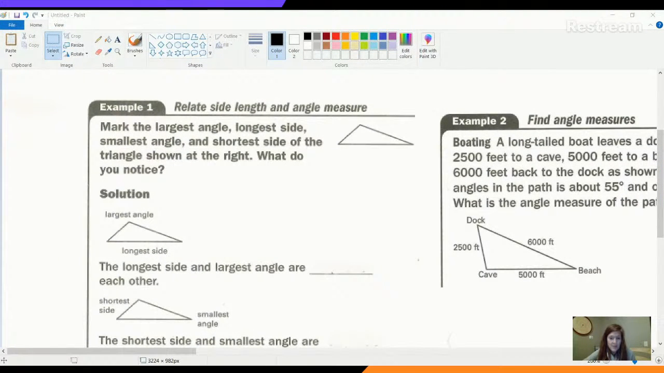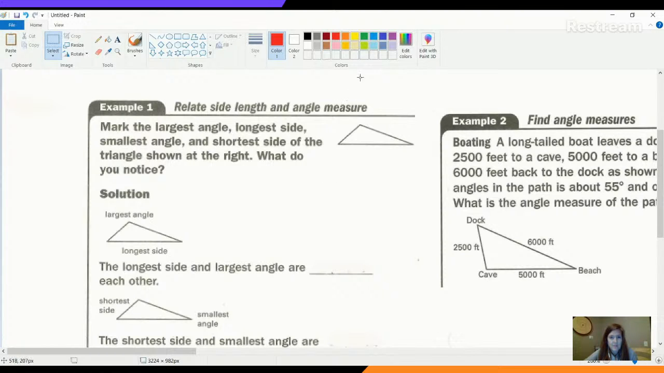So we're going to jump right into the notes, and we're going to move on from talking about just triangles specifically, and the centers of triangles, to circles. And we're actually going to talk about some other properties of triangles. So the first property we're going to talk about is actually pretty straightforward once you think about it. So this property, we're going to start with example number 1. Again, we're in section 5.5. The example says, mark the largest angle, longest side, smallest angle, and shortest side of the triangle shown.